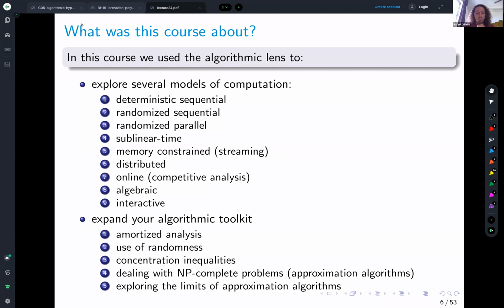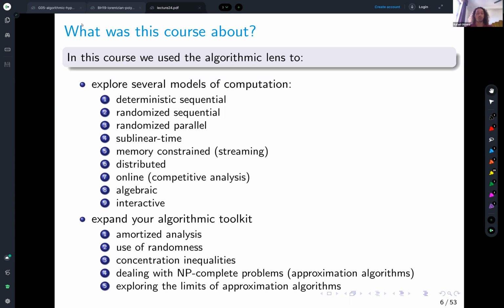And now, what did we learn? Well, we learned amortized analysis, for example. We learned how to use randomness in algorithms to obtain much faster algorithms. And we learned concentration inequalities, which are key to the random processes that underlie the randomized algorithms, right? These concentration inequalities are the things that allow us to say, oh, we're always going to run close to the expected running time, or that the expected cost of something that we have is concentrated, right? And then we also learned how to deal with NP-complete problems, right?